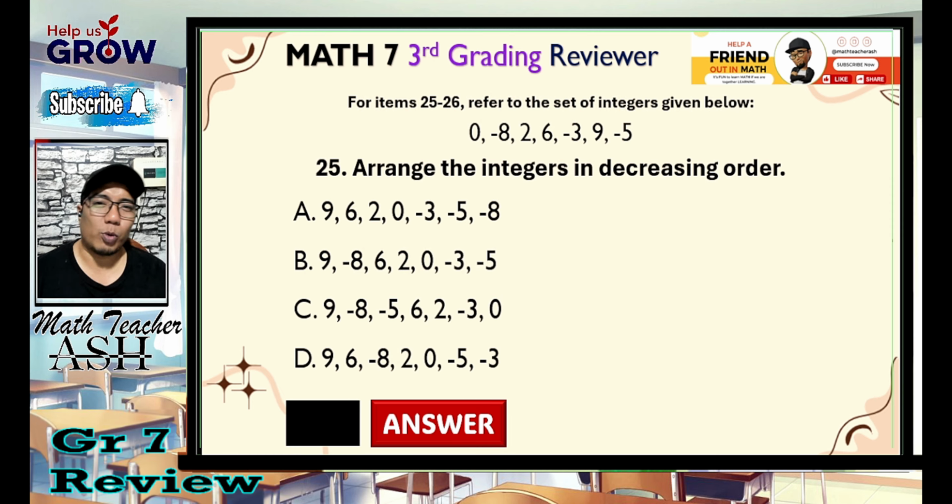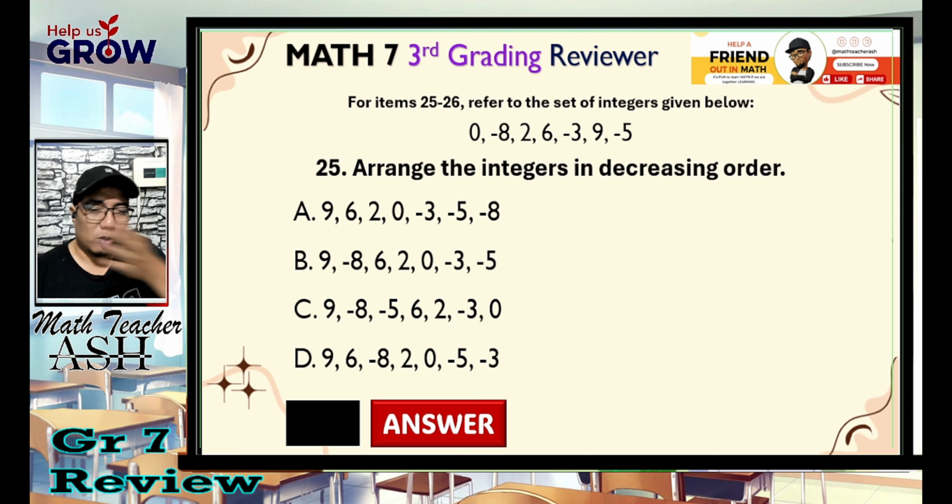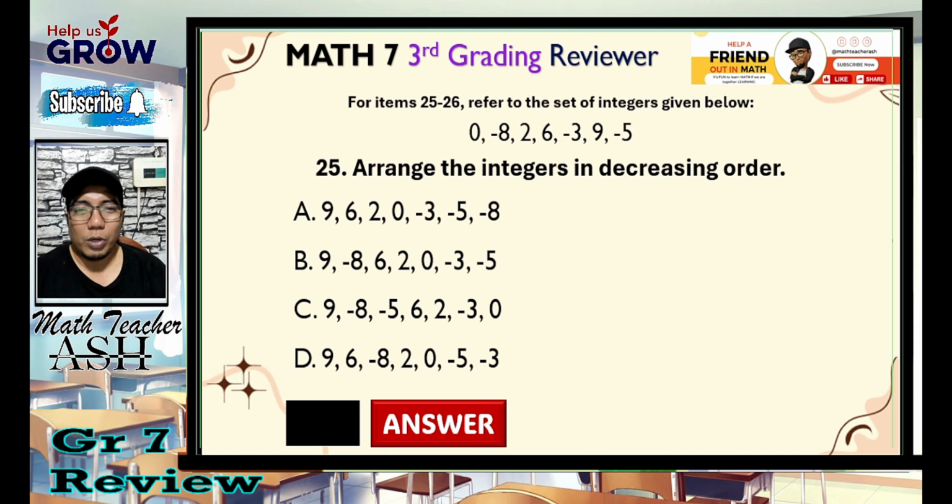For items 25 to 26, refer to the set of integers given below: 0, negative 8, positive 2, 6, negative 3, positive 9, and negative 5. Arrange the integers in decreasing order. Okay, decreasing, so from highest to lowest. Is it A, 9, 6, 2, 0, negative 3, negative 5, negative 8? B, 9, negative 8, 6, 2, 0, negative 3, negative 5? C, 9, negative 8, negative 5, 6, 2, negative 3, 0? Or D, 9, 6, negative 8, 2, 0, negative 5, negative 3? I'll give you 5 seconds to think about your answer.